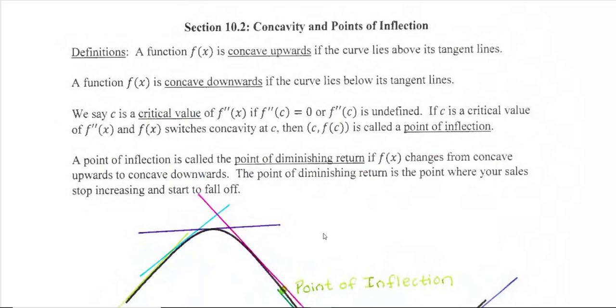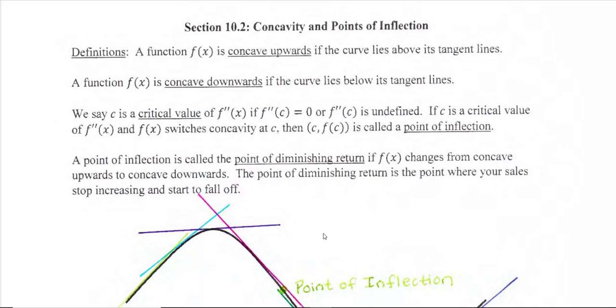Then we say c is a critical value of the second derivative if the second derivative is 0 at c or if the second derivative is undefined at c. That's a very similar definition to the critical value we talked about in 10.1, but here we're talking about the critical value of the second derivative. So we're looking for where the second derivative is 0 or where the second derivative is undefined.